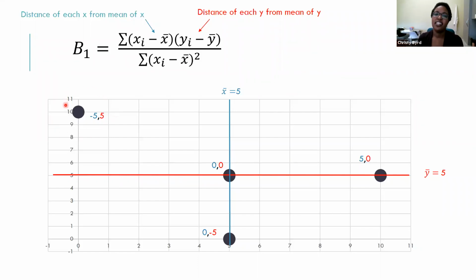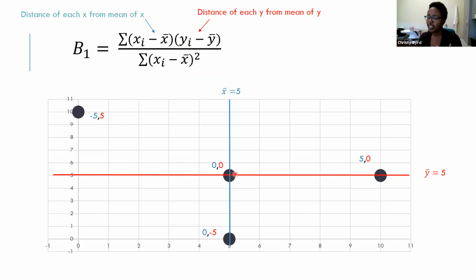So for our first student, in terms of x, which is their hours of watching TV, they watch TV 5 hours less than the average number of TV watching. So they get a -5 for their distance from x. Their quiz score was 5 points higher than the total average quiz score, right? So their distance from y, the quiz score mean, is a 5.